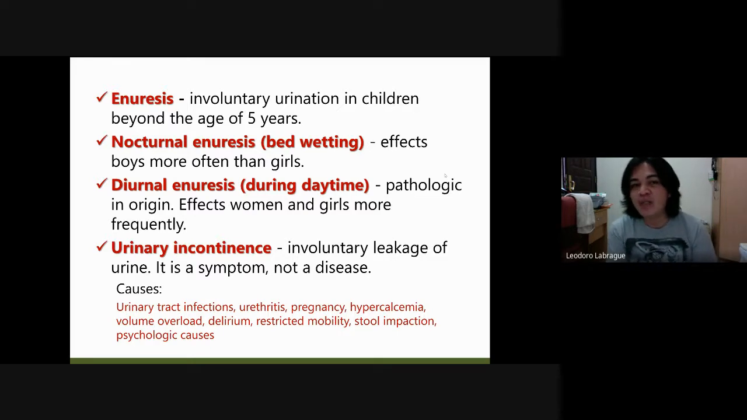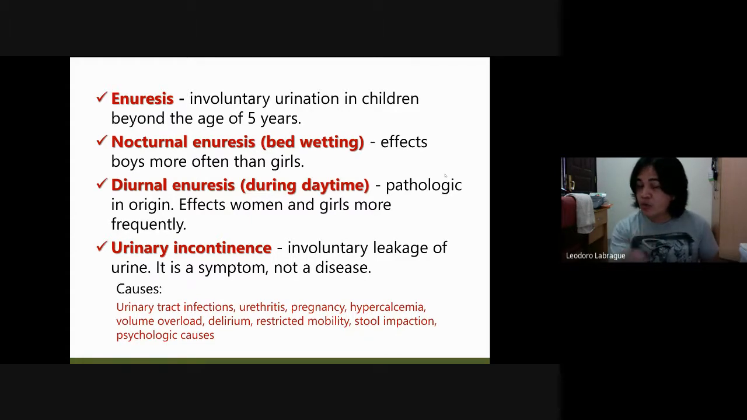What do we mean by bedwetting, nocturnal enuresis? When you wake up in the morning, you will feel that your pants are wet, especially among boys. We also have diurnal enuresis. This one is during daytime. Even during the day, the patient will still wet their pants. They cannot control their urination anymore.